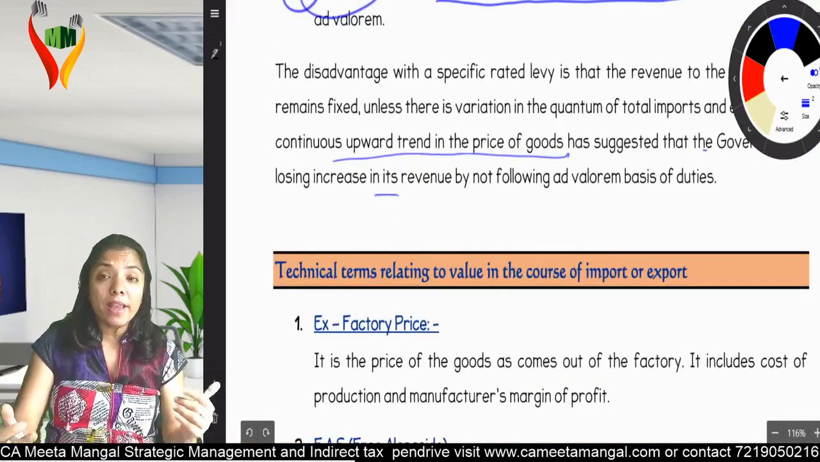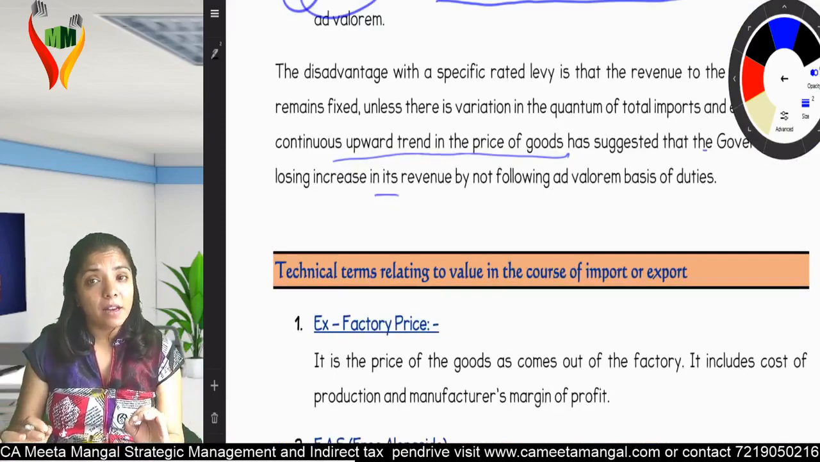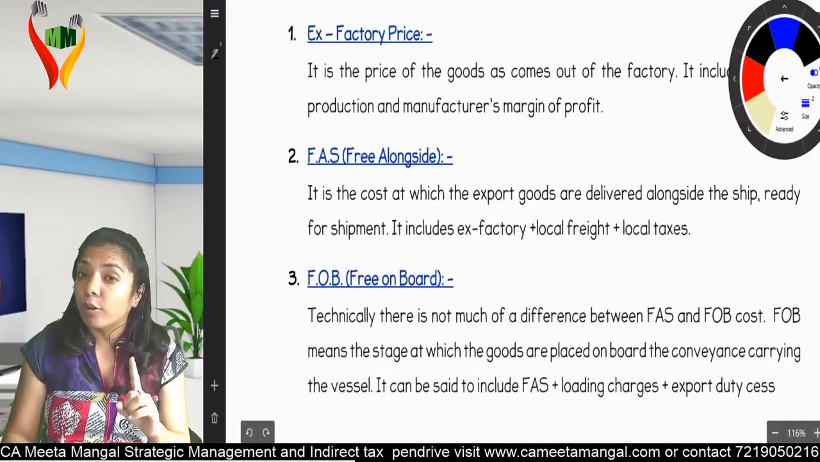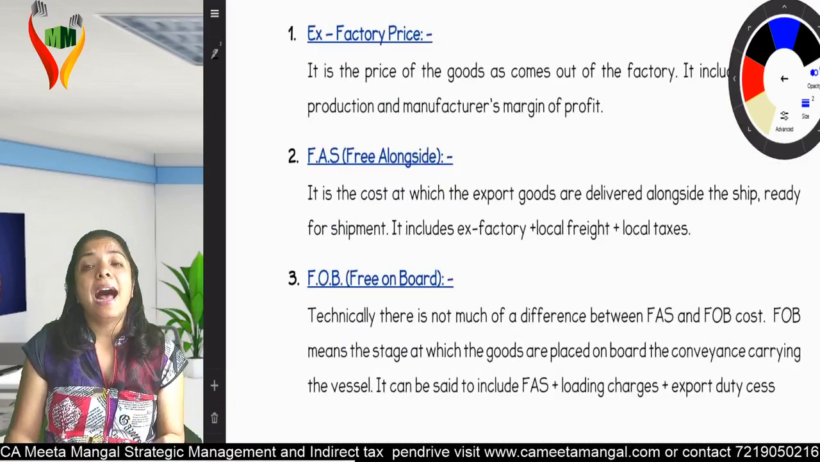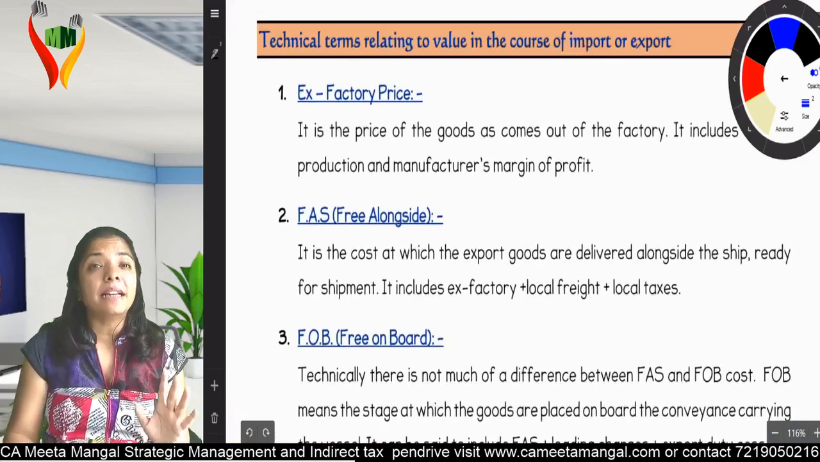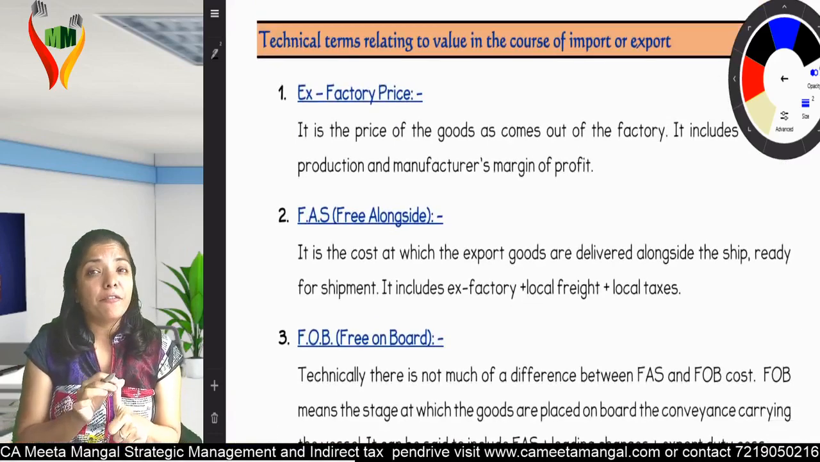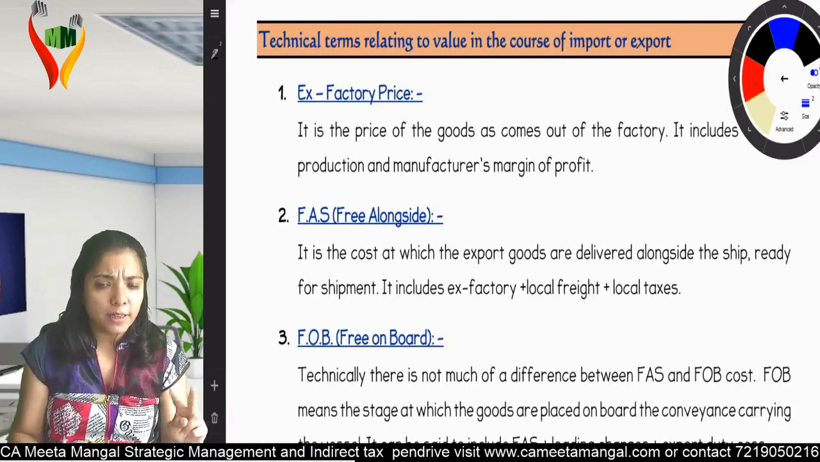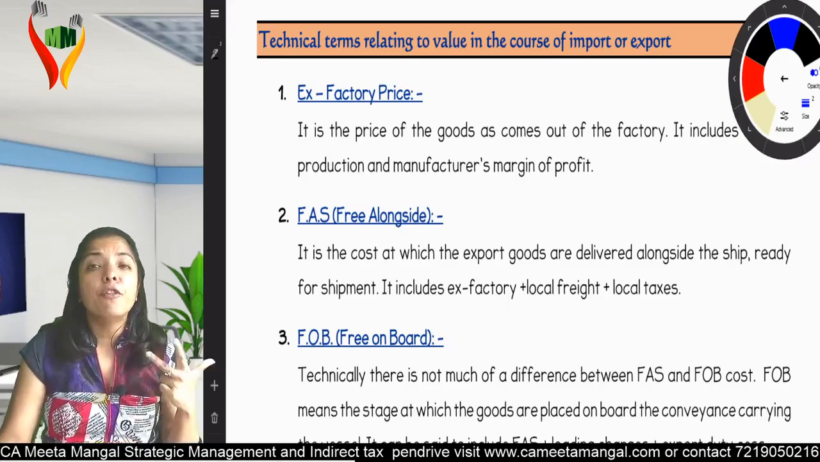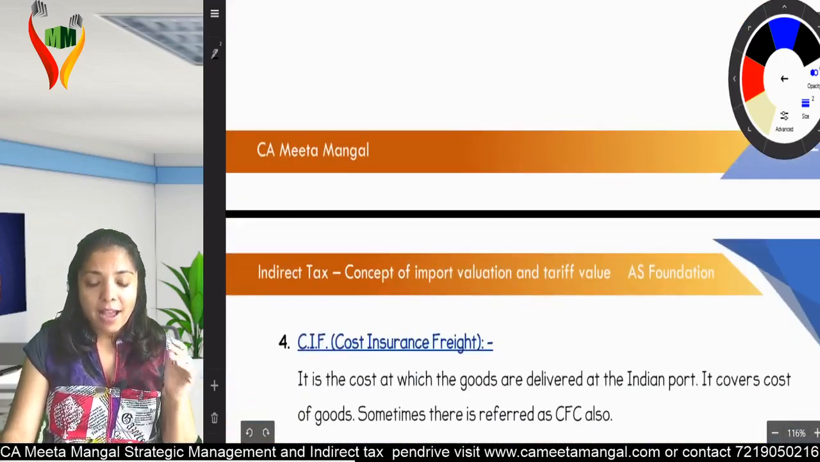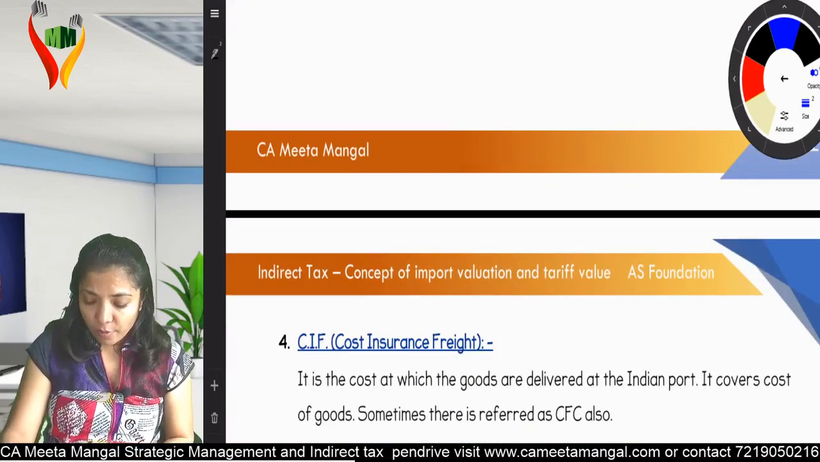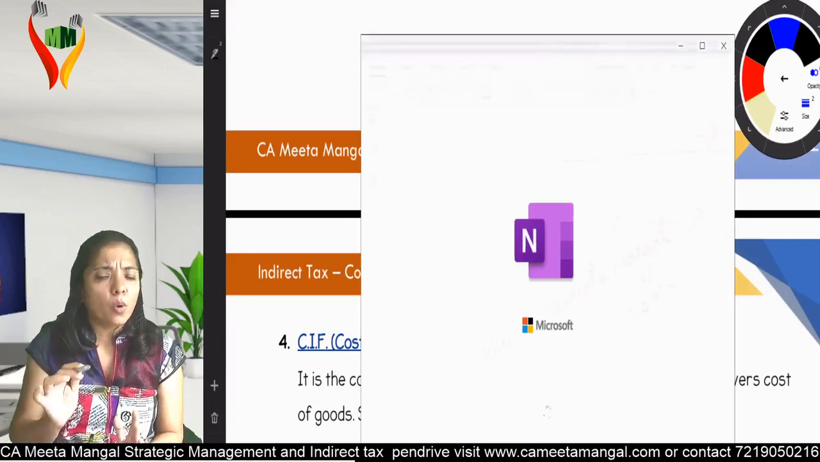Now, before going ahead, we have to understand a few technical terms. Boss, these technical terms are important from the question point of view and also from the MCQ point of view. Am I clear? So how many technical terms are there? There are four. One is ex-factory price. We'll be studying in depth, give me 2 minutes. Second is FAS price, that means free alongside. Third is FOB price, free on board. And fourth is CIF price, cost, insurance, freight. Now, let's understand some basic concepts and then we'll go to this.